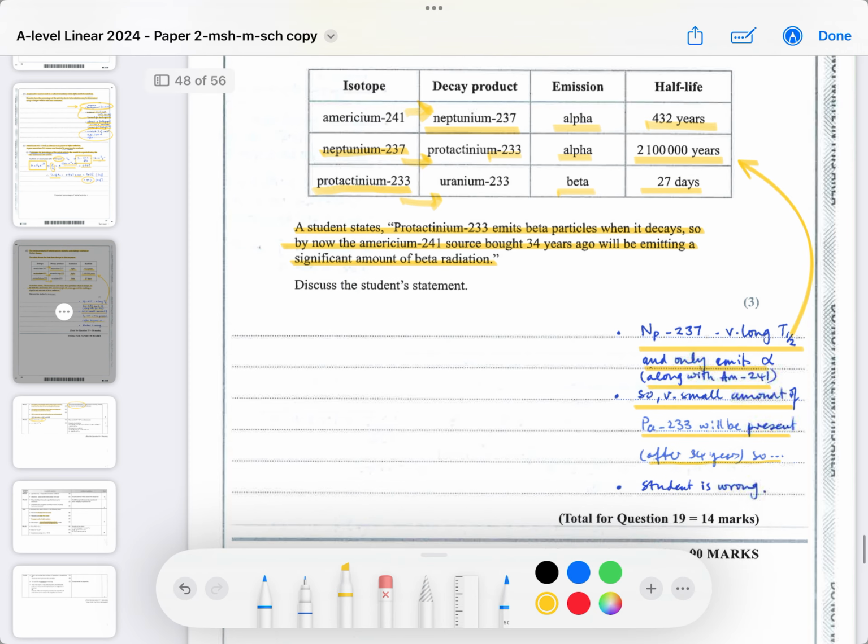So I'm saying the student is wrong, because he said it would be a significant amount of beta radiation. Student is wrong. It would be insignificant.